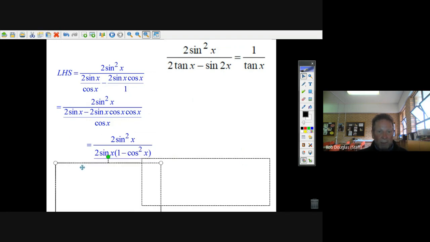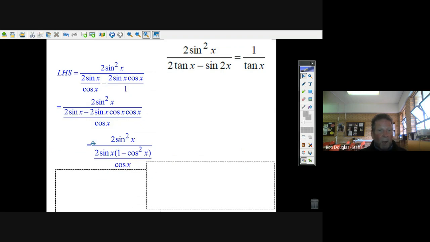If you watch here, let's just take a look at this. Right to here. That's right to here. All I did was factor out 2 sine x. Now I'm looking, hey, sine x over cos x, that is tan x. And then the last part, I factored it out. 2 sine x times 1 is 2 sine x. 2 sine x times minus cos squared. 1 minus cos squared, I remember what that was. 1 minus cos squared is really sine squared.